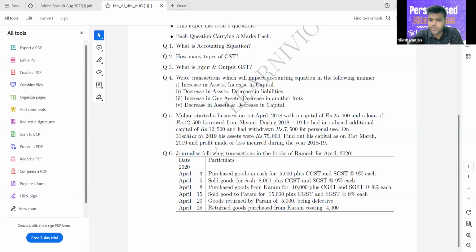Sold goods to Param for 15,000 plus CGST and SGST at 9% each. So you don't understand this portion? It's not that I don't understand the question. I don't understand the math. The calculation part, 15,000 into 9%? No, sir. Where to put that? Then what is the problem?